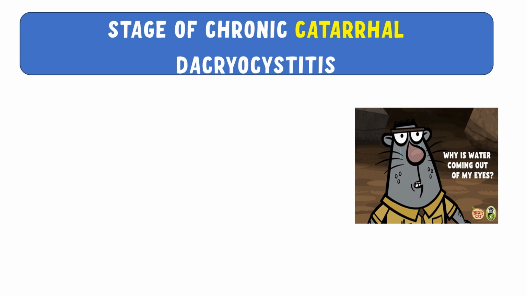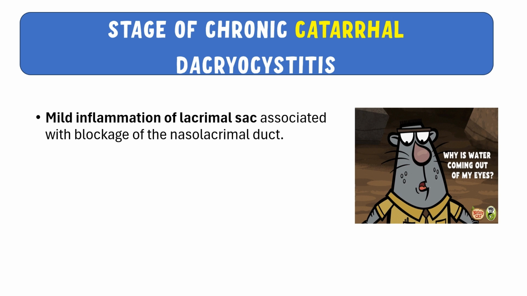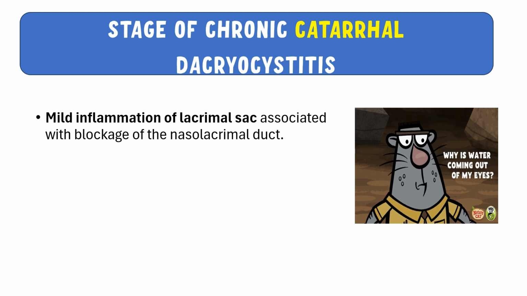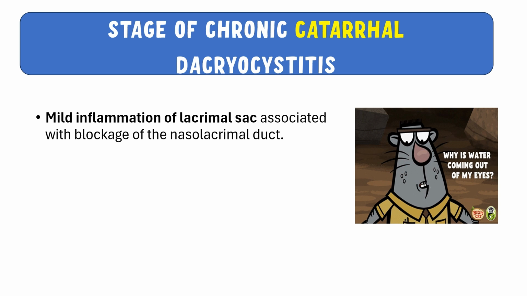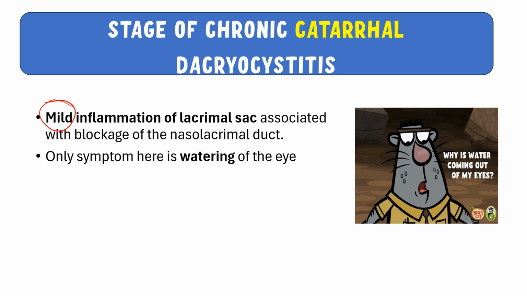So first let us talk about the stage of chronic catarrhal dacryocystitis. Here what happens is that we have just mild inflammation of the lacrimal sac associated with blockage of the nasolacrimal duct. So obviously you know that in order to get dacryocystitis, we need to have some sort of blockage in the nasolacrimal duct which causes stasis of the tears in the lacrimal sac. So the same will happen in this case as well. However, the inflammation that occurs in the lacrimal sac here will be very, very mild. Apart from that, the only symptom that the patient is going to complain about is the watering. Also, there might be some amount of redness at the inner canthus.